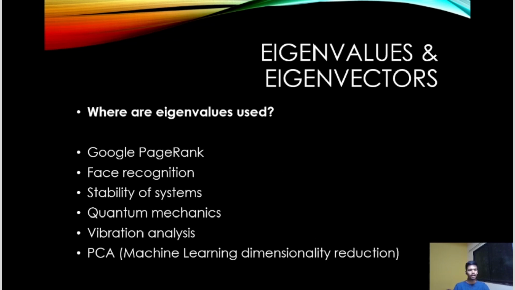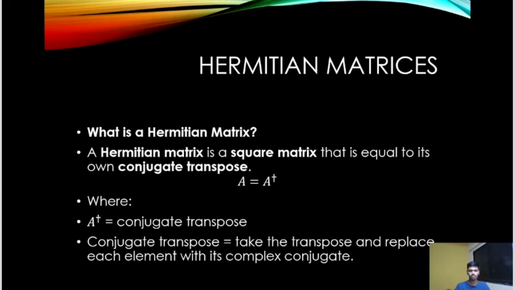Then next, where are eigenvalues and eigenvectors used? This is the most important question. So eigenvalues are used in Google PageRank, face recognition, stability of systems, quantum mechanics, vibration analysis, PCA, machine learning, and dimensionality reduction. So these are all the places where eigenvectors and eigenvalues can be used.